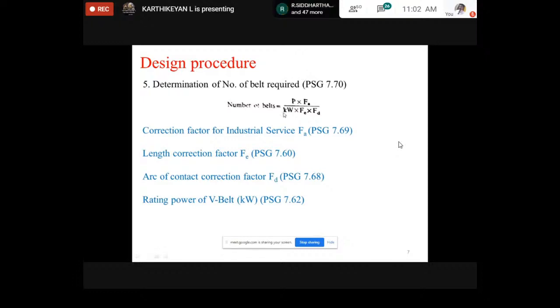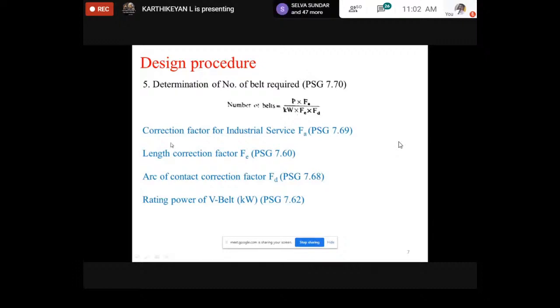Where the number of belts is equal to P into P, the given power in our problem, divided by the kilowatt rated power into FC into FD. Here, these factors FA, FC, FD are considered for making an optimal design.